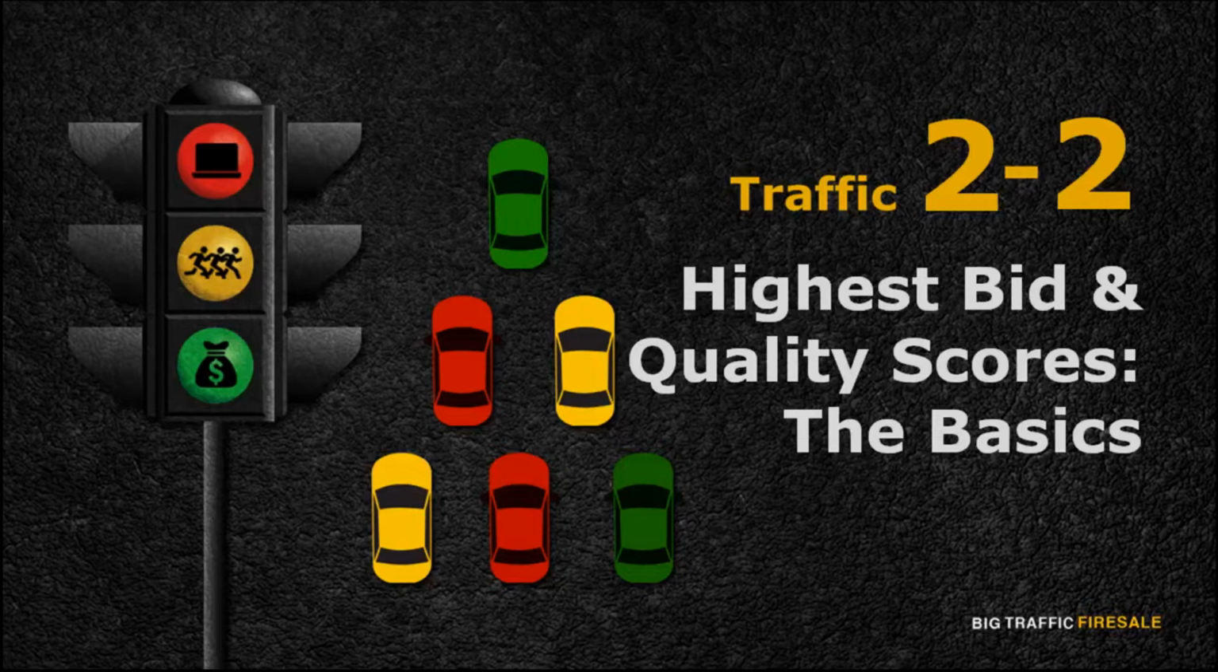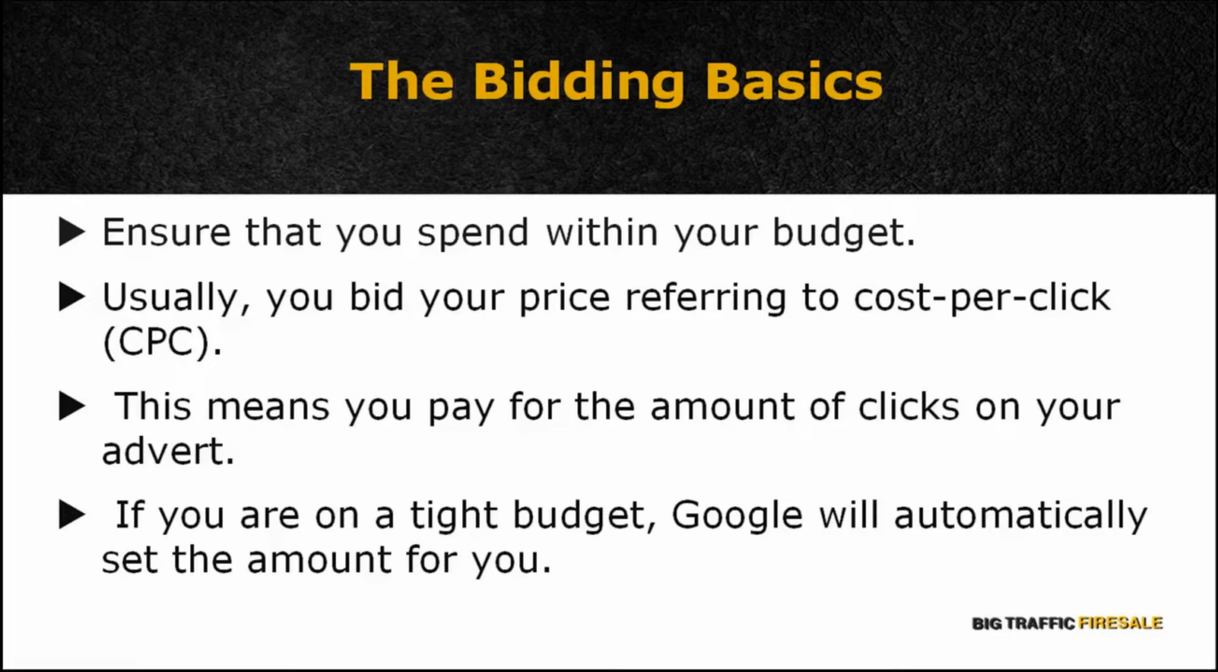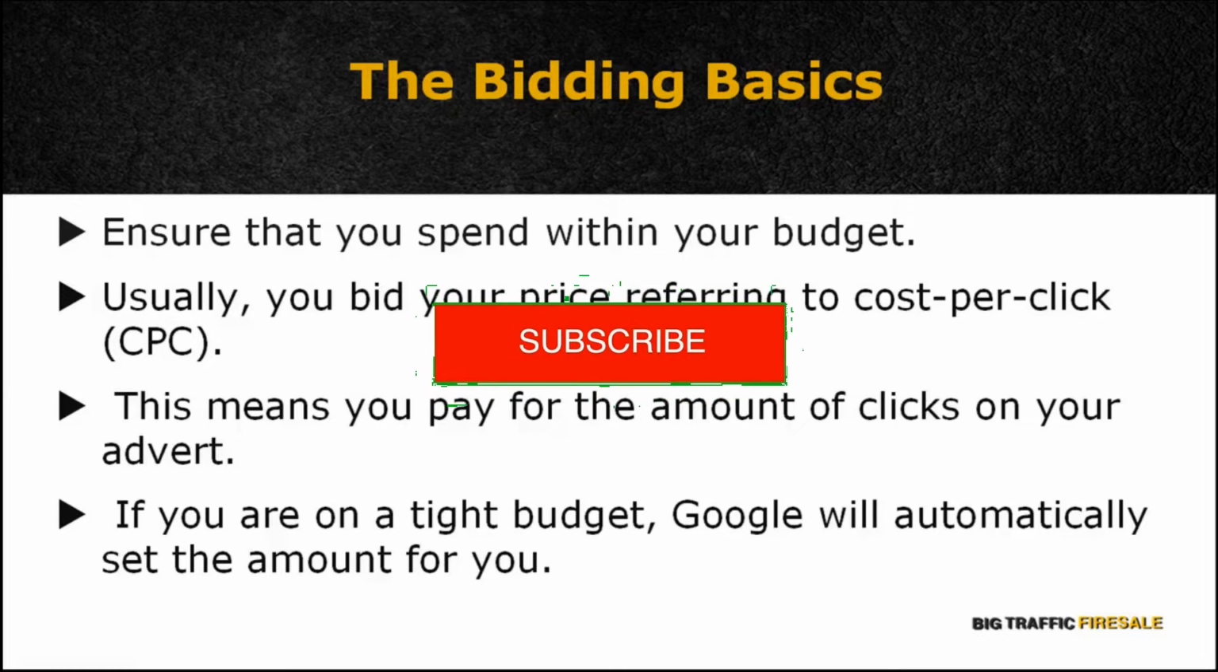Welcome back. In this module, you'll learn two major components that determine the success of your adverts: the highest bid and quality score. Now, let's understand the basics of bidding. Let's say most of us here have started out with our AdWords campaigns.